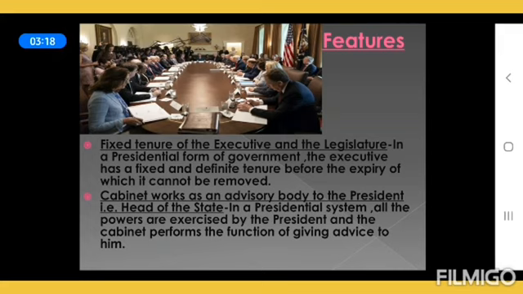Okay, now the next feature is that the cabinet works as an advisory body to the president, that is the head of the state.